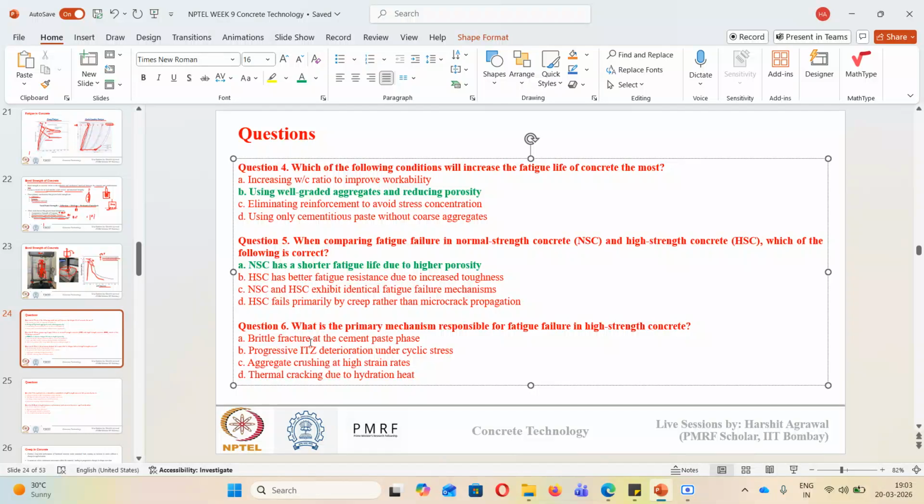Question number 6. What is the primary mechanism responsible for fatigue failure in high strength concrete? So in high strength concrete, what will be the failure mechanism in fatigue?